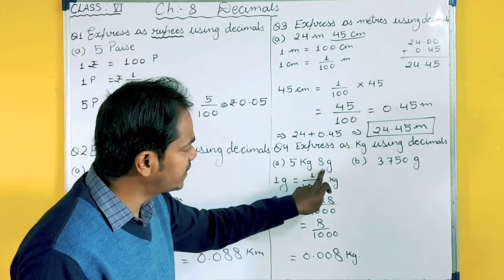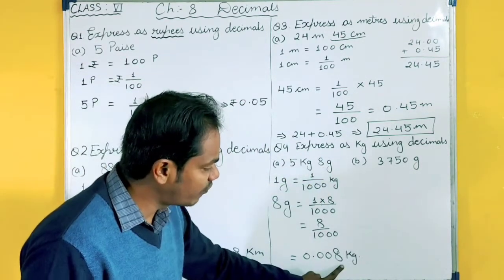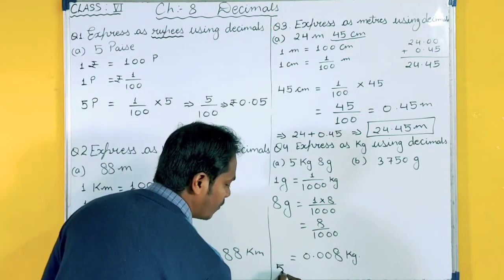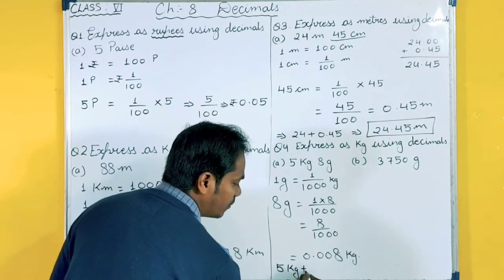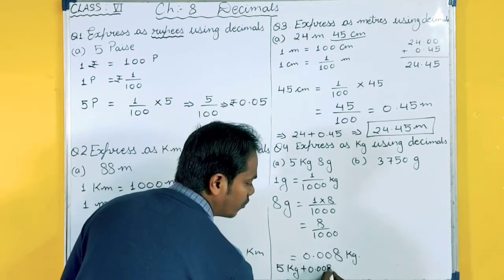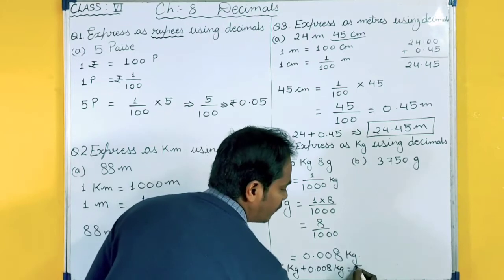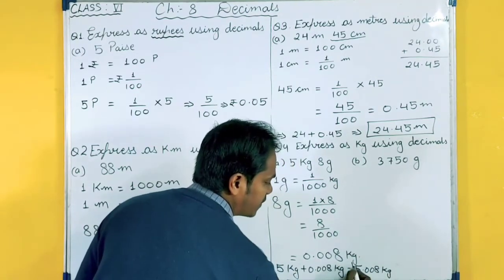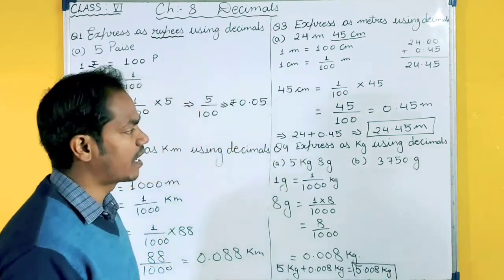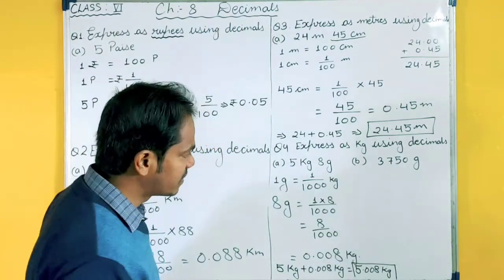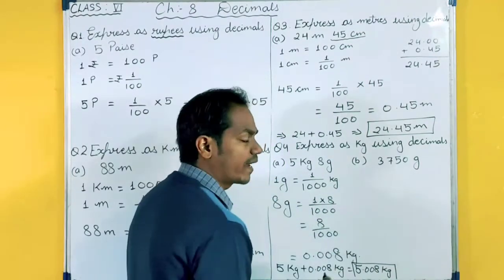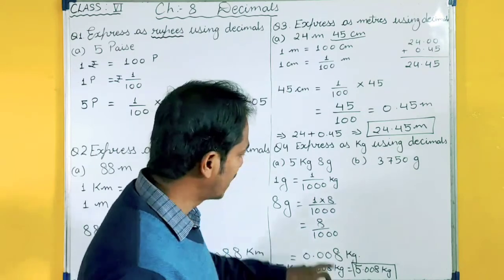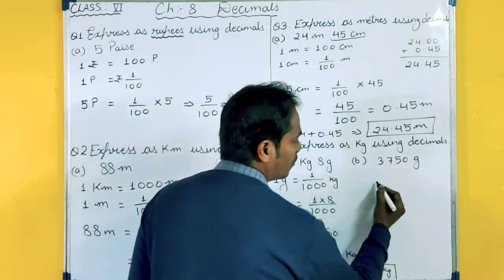Now 5 kg and 8 gram, we have converted into kilogram. So finally what we will do? We will add 5 kg plus 0.008 kg, which will give you 5.008 kg. This is your final answer. And this is very simple. You can do it directly also. You can learn to convert gram into kilogram by directly dividing by 1000.